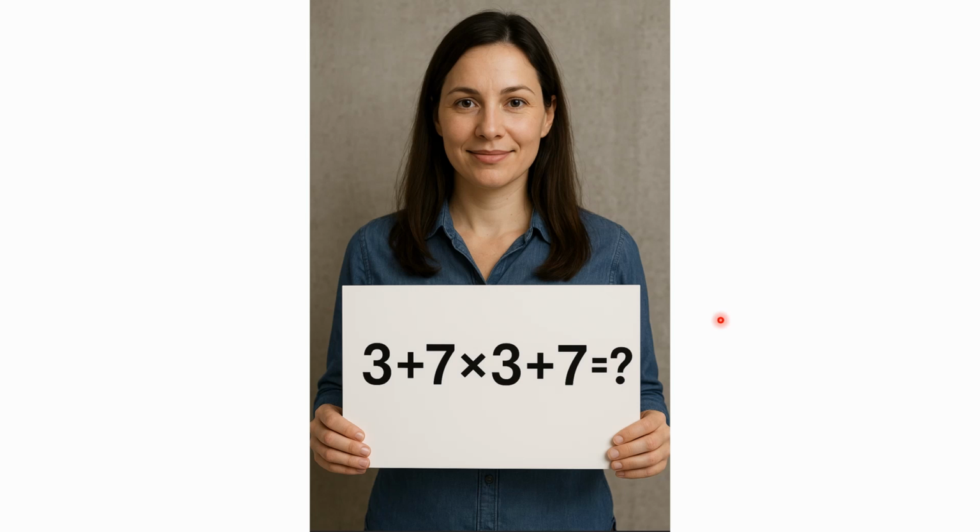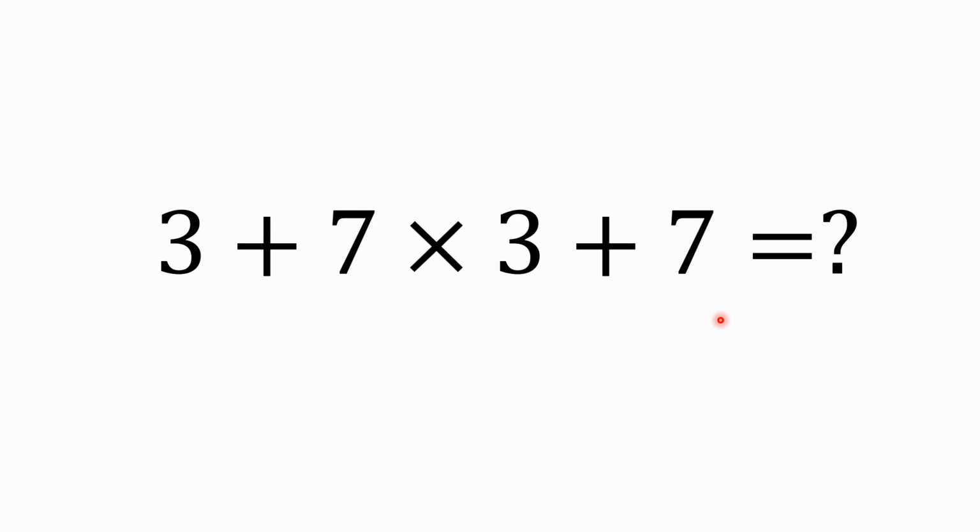It's 3 plus 7 times 3 plus 7. All right, so 3 plus 7 times 3 plus 7. If you want to, you can pause the video and we will come back and work this one out together. It's fairly simple. You might already have the answer. We're going to find out in a second.